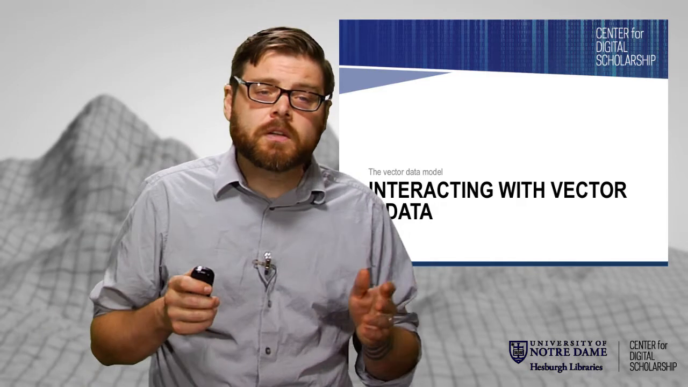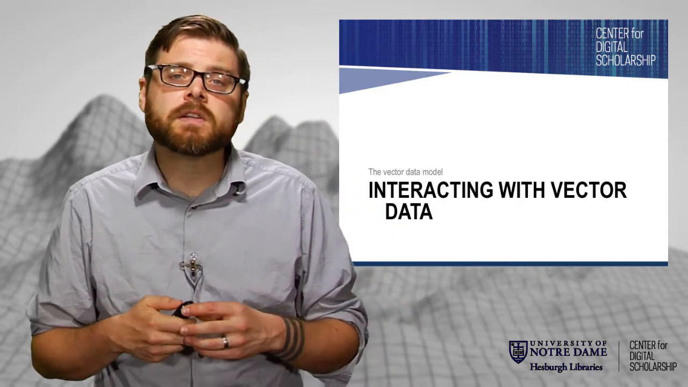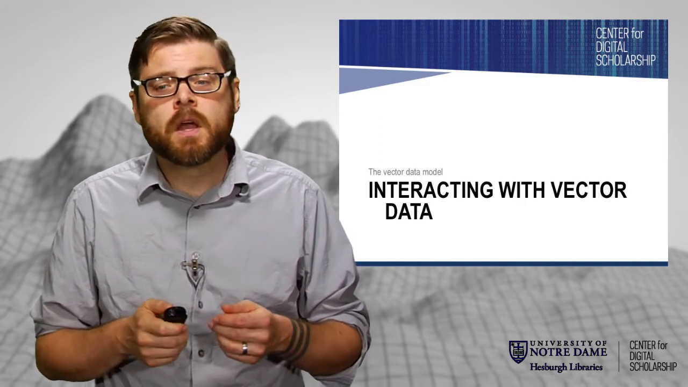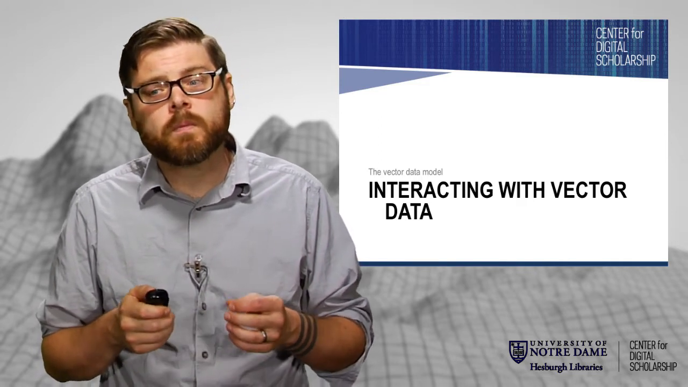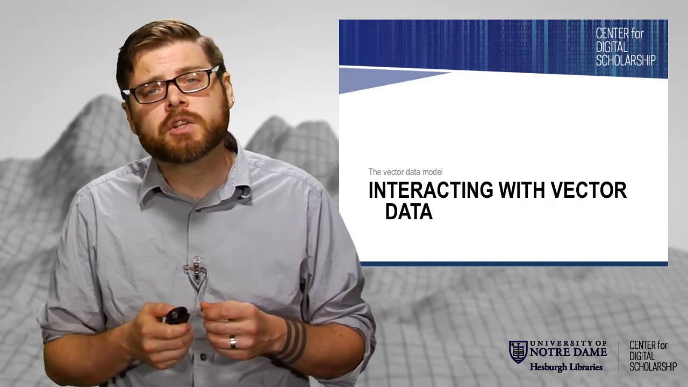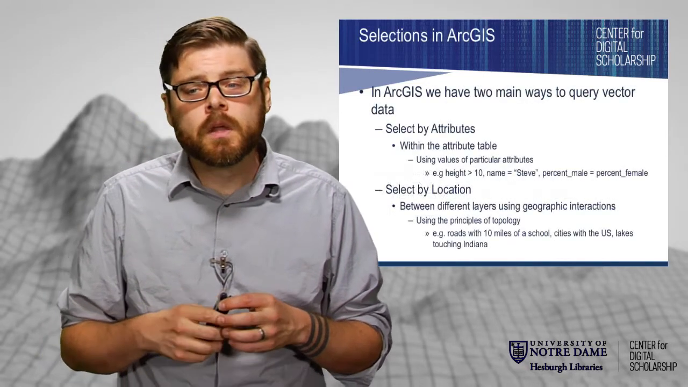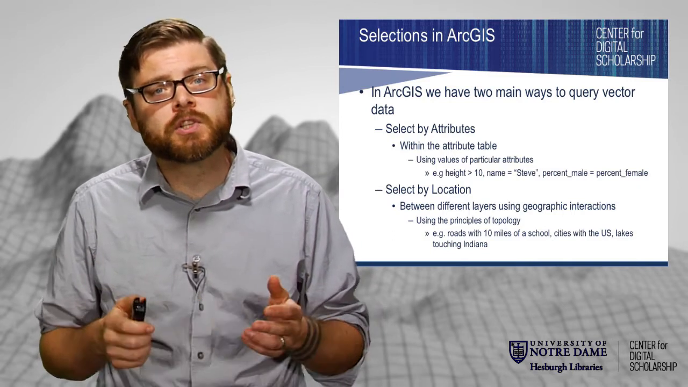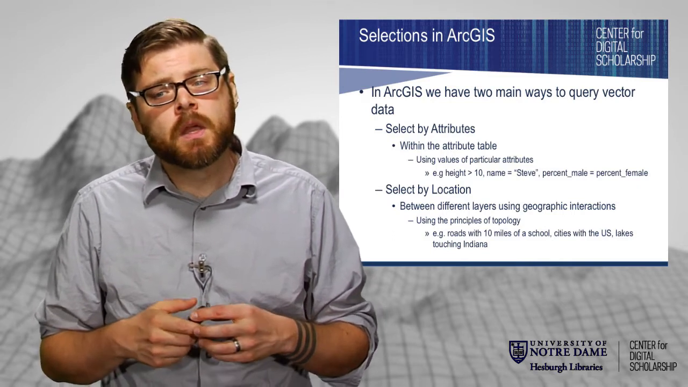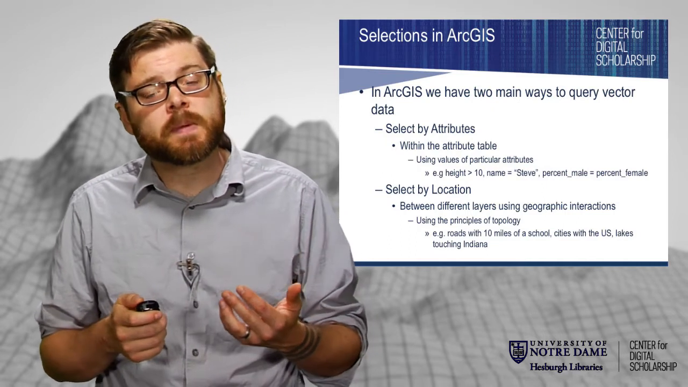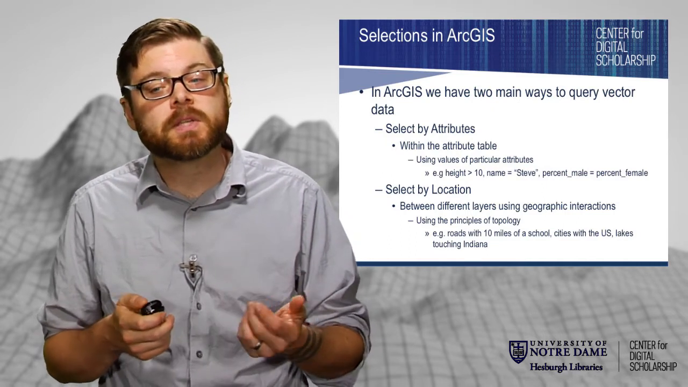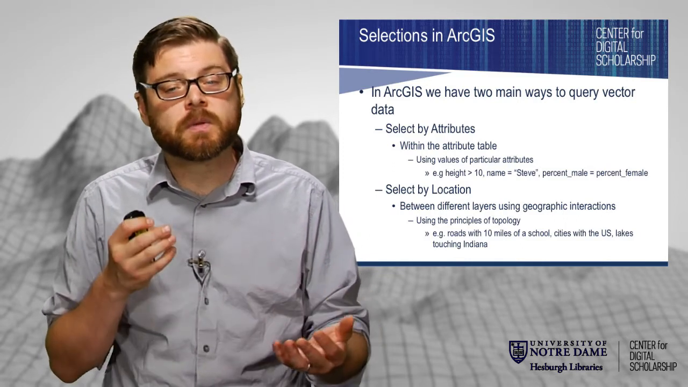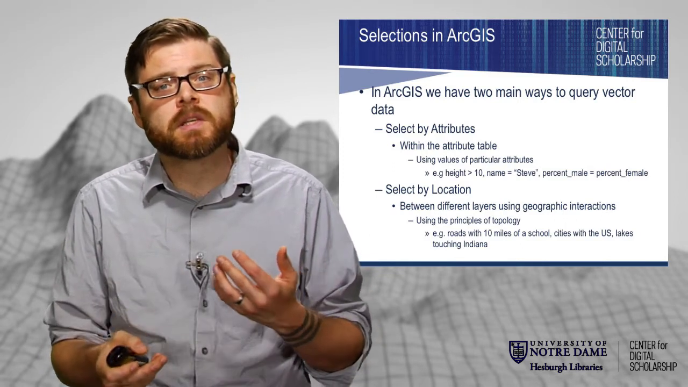Now, we've talked a little bit about the strengths of vector data as far as being able to do selections, being able to do querying based on locations. And I want to just go into a little bit more detail on when we might want to do some of these different interactions with vector data. So we have two main ways that we can query vector data effectively in ArcGIS and in most GIS programs. One is selecting by attributes, so by selecting by some part of the attribute table, and the other is selecting by location, so selecting geographically between different layers based on their proximity to each other.